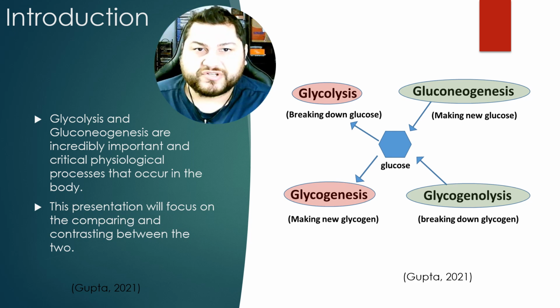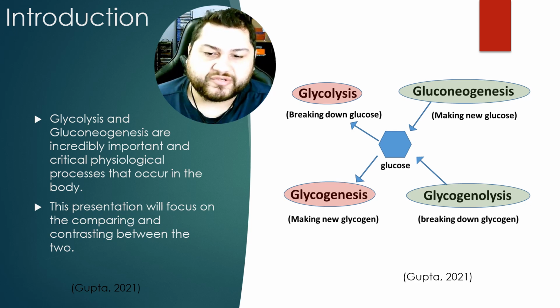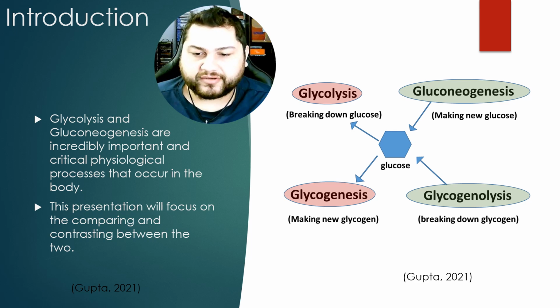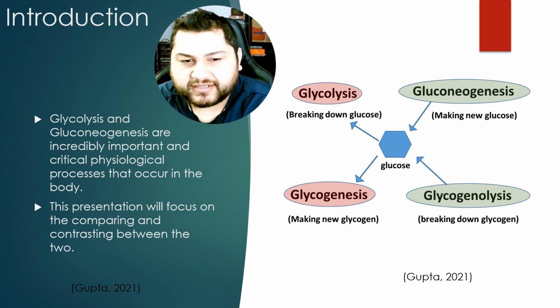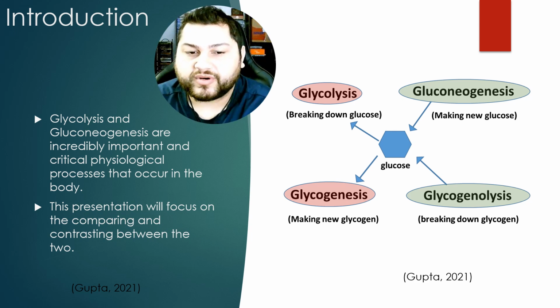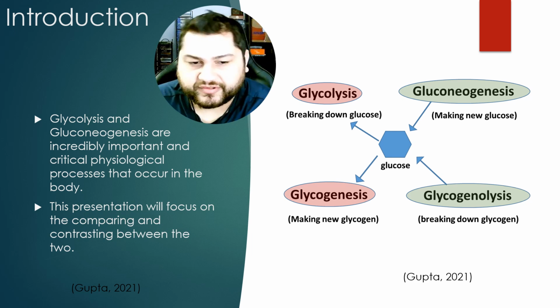So first things first, for the introductory phase of this, I just want to go ahead and introduce the two processes, kind of compare and contrast a little bit. Glycolysis and gluconeogenesis are incredibly important and critical physiological processes that occur in the body. This presentation is going to focus on comparing and contrasting between the two.